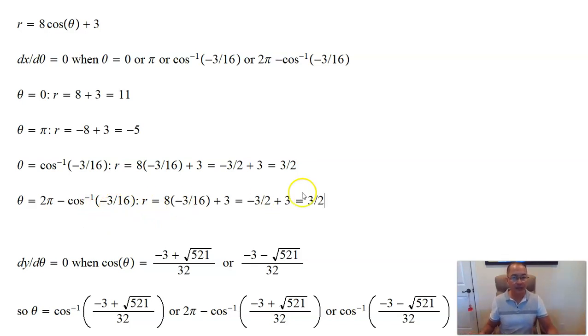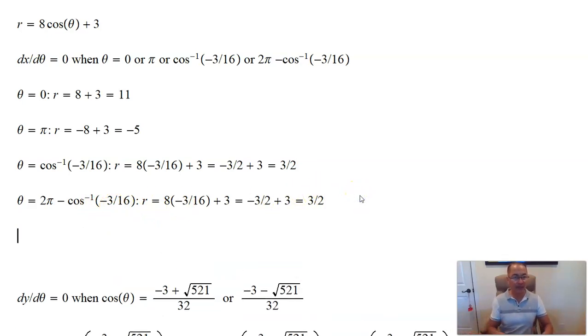Okay, so we have four points in polar coordinates. So we have the full coordinates. We have 11, 0, and then we have negative 5, pi. And then we have 3/2, arc cosine of minus 3 over 16.